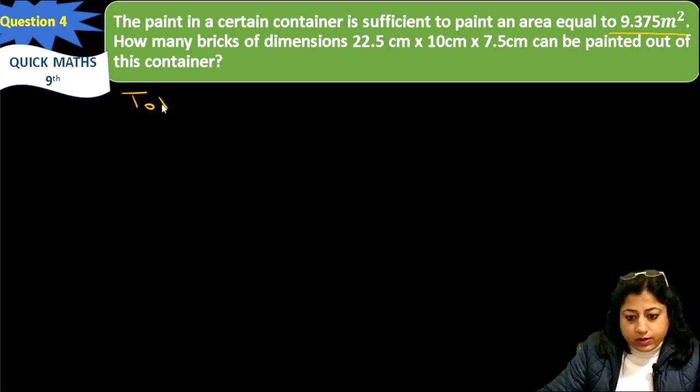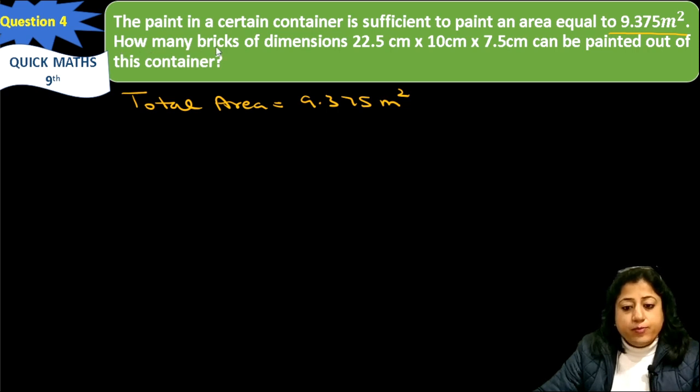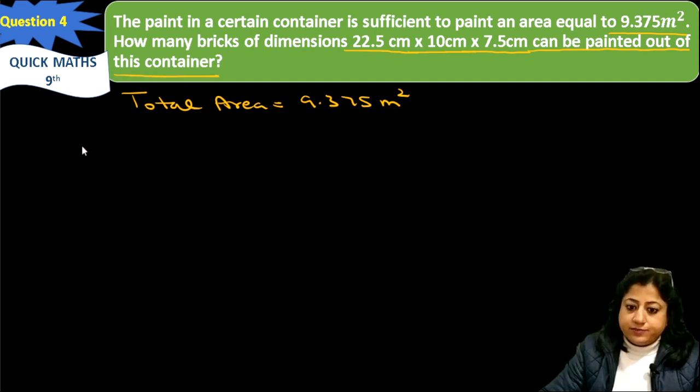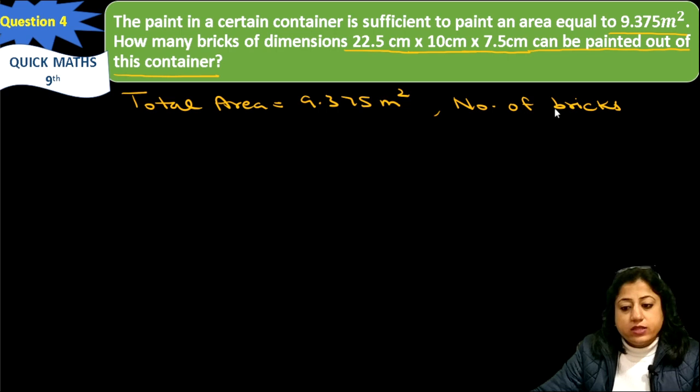So the total area is given first. Total area is 9.375 meter square. Now, how many bricks of dimension 22.5 centimeter, 10 centimeter, 7.5 centimeter can be painted out of this container? So he is demanding the number of bricks to be painted out from this container.